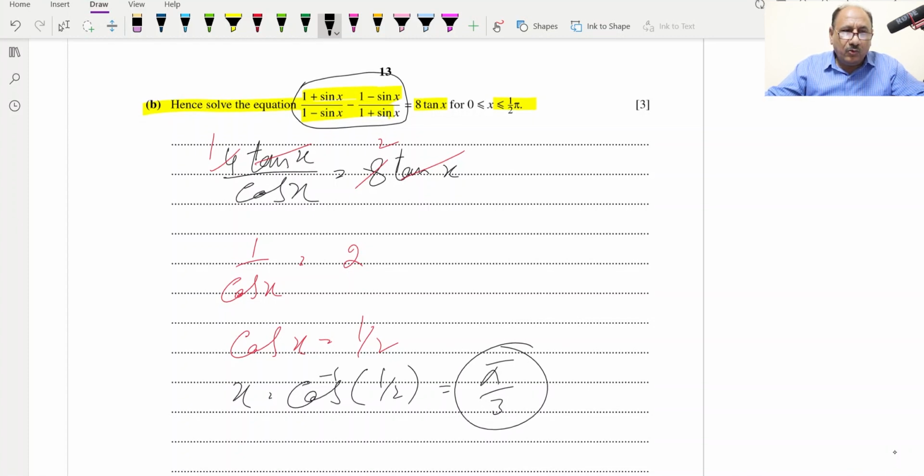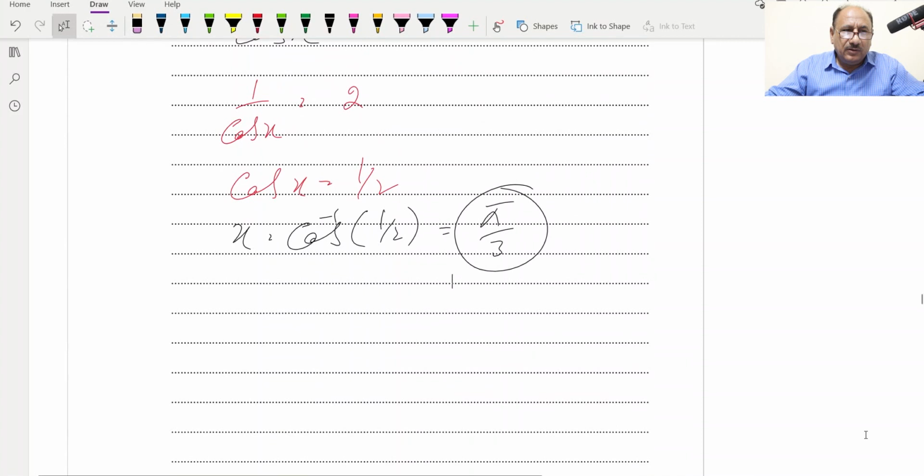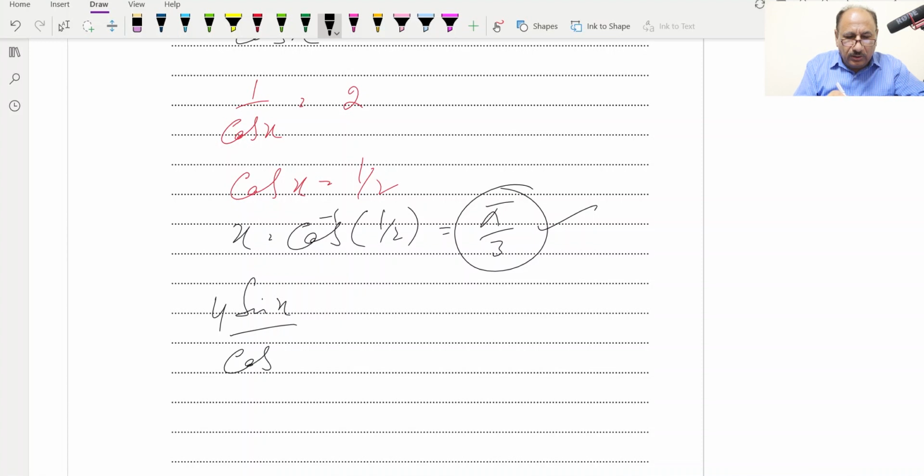Now 4 sine x, basically one value will be this one, so 4 sine x over cos x is equal to 8 sine x over cos x.